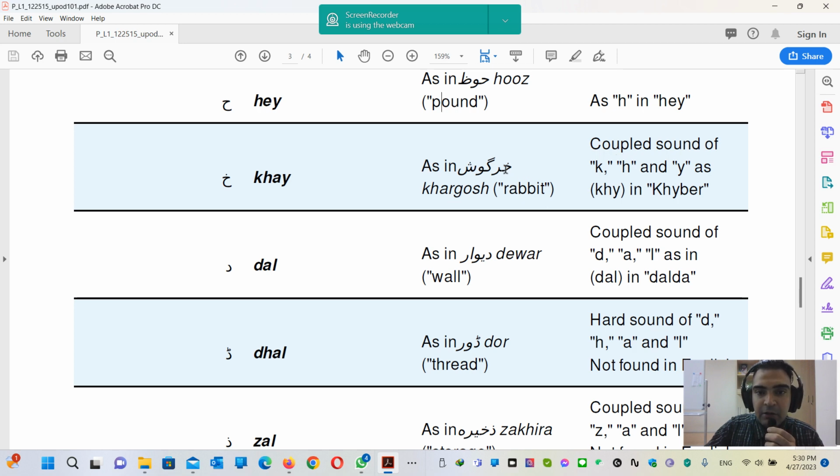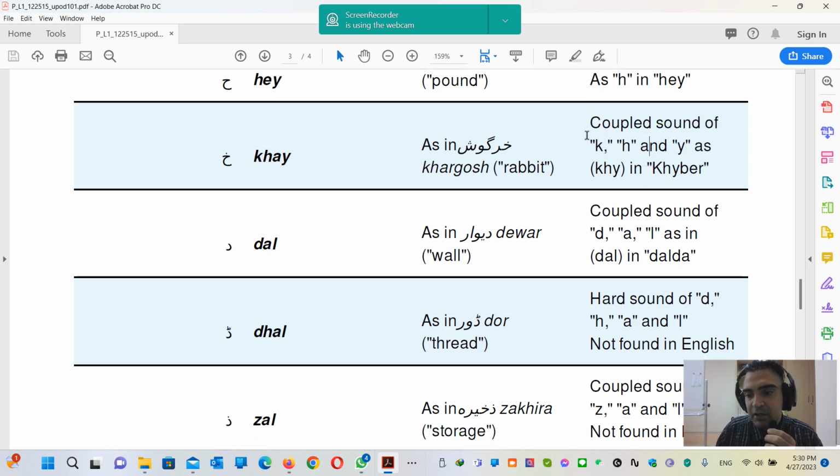Khargosh. The word in Urdu for rabbit is similar when it comes to using the exact sound of pronunciation as an initial to pronounce a certain word. This example can be used for the word for rabbit. Khargosh is rabbit in Urdu, and its initial letter is Khe, the letter we just learned. So Khargosh, which is rabbit. And in English, if we want to use a similar example, then the coupled sound of kh and y as in Khyber is also a good example.